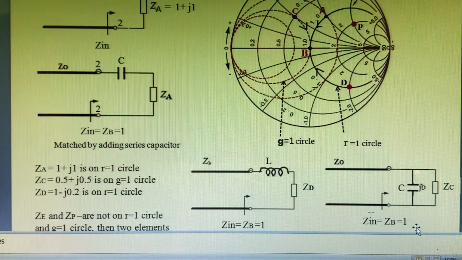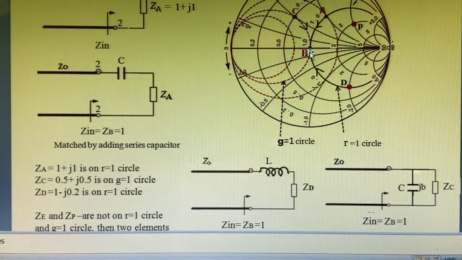So that brings the input impedance equal to 1. So we will be getting an impedance match like this. So for this load ZC, this is the solution here. Okay, like that we can get a component value by moving.